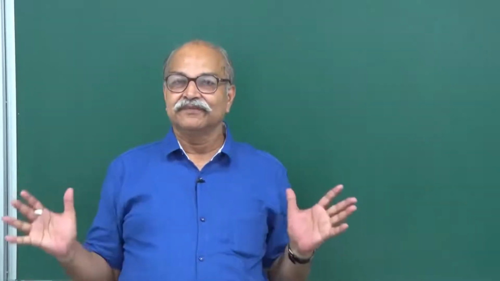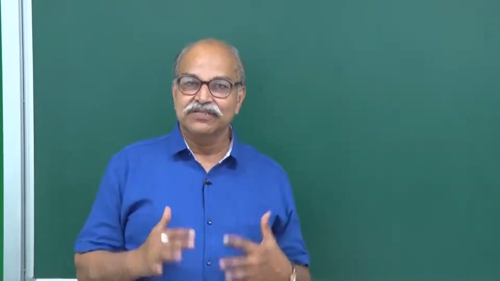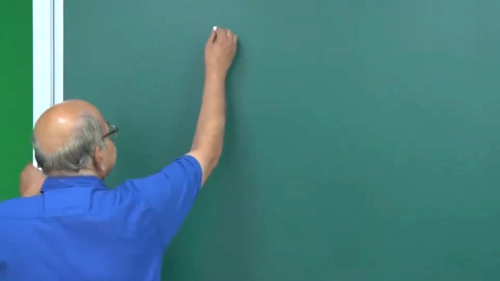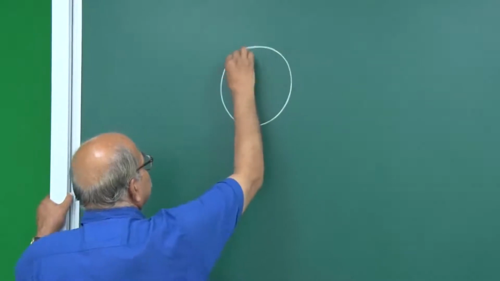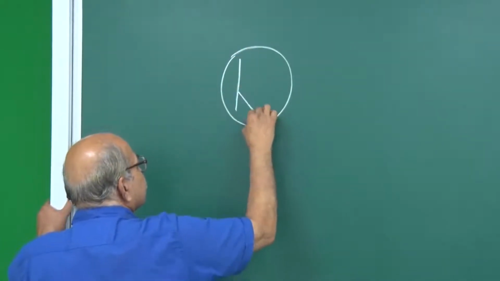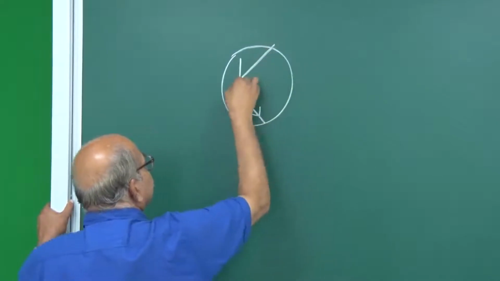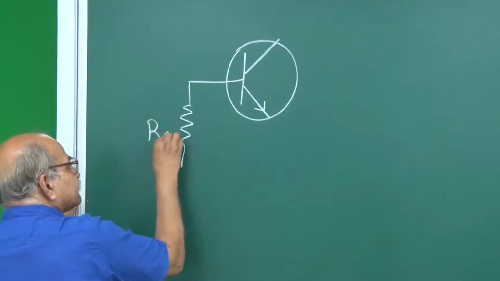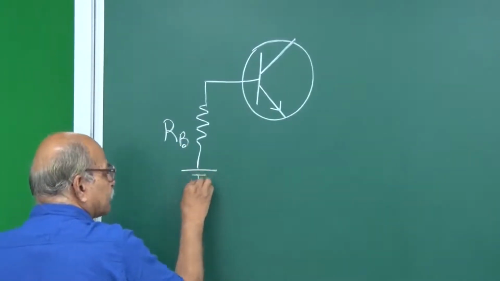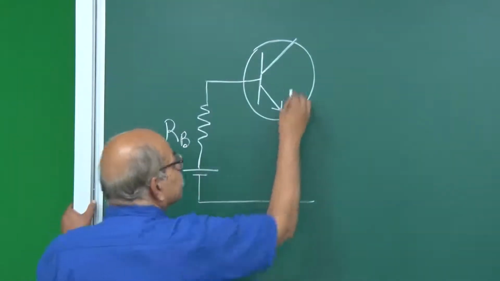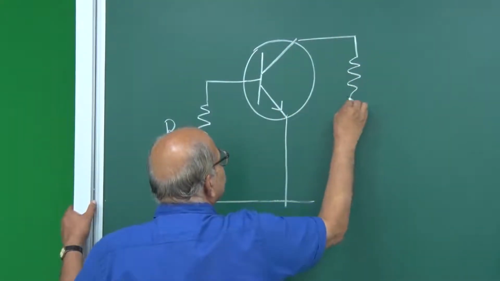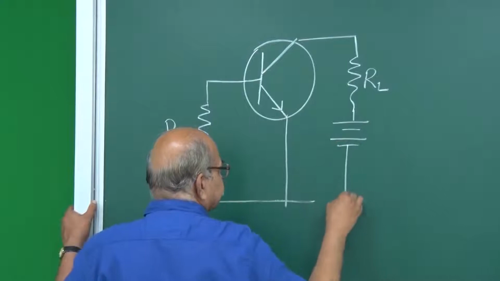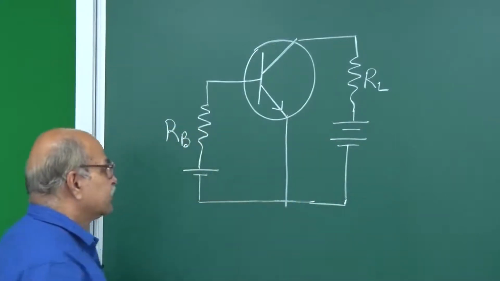So, we have done all the physics of transistor operations, and let me revise. So, we had this transistor, our favorite transistor NPN. Here we have a resistance RB and then a biasing. Emitter is common. From collector we put this RL and then we have the biasing here. This is the basic circuit.